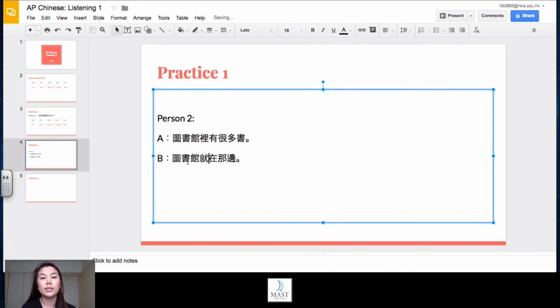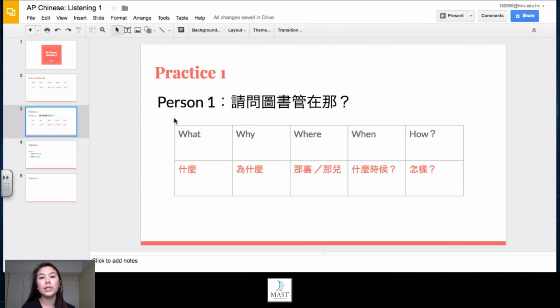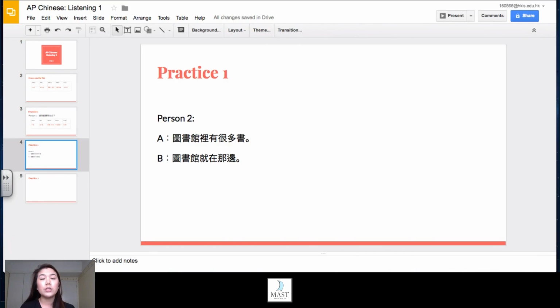This one says 图书馆就在那边. And then again, you look for the adjective, which is 在. So they might be referring to the same thing, and then you look at the whole thing, it says the library is there. So it's answering a where question, so you would leave it there. This might be a possibility.